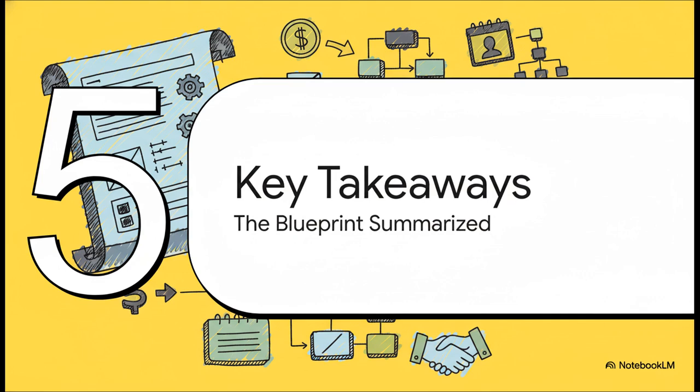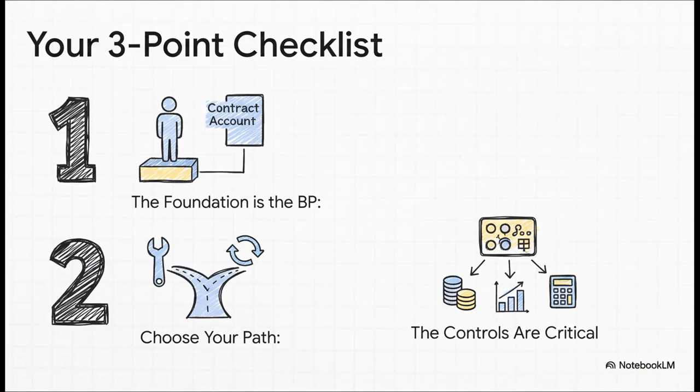All right, let's do a quick recap of everything we've just covered. If you remember nothing else, remember these 3 things. First, the foundation is always the business partner with that special MKK role, no exceptions. Second, you've got 2 main paths to choose from: direct creation for hands-on control, or replication for tight system integration. And third, those control parameters you set at the beginning are absolutely critical. They define everything that follows.